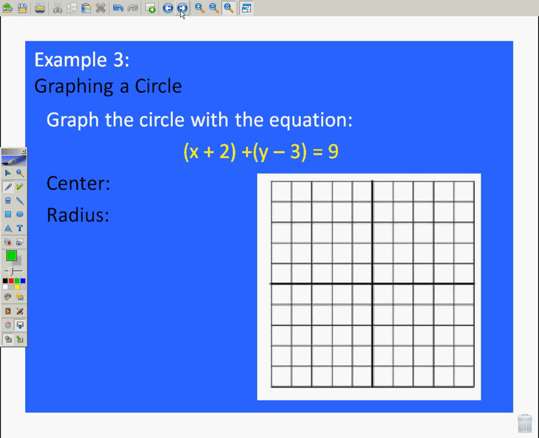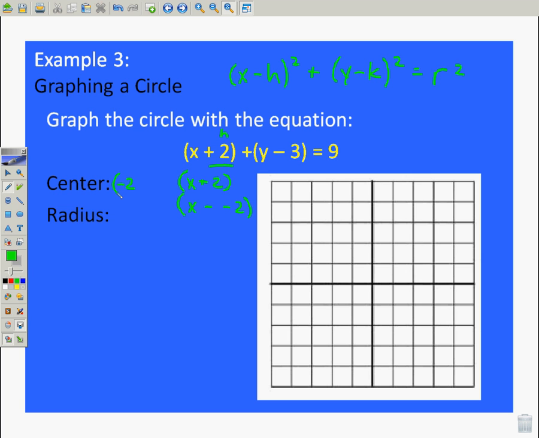Well, if I look at this, I know that the circle equation is x minus h squared plus y minus k squared is equal to r squared. So when I look at my equation, I'm subtracting h. So this is h. But x plus 2 is really x minus a minus 2. And so my center coordinate for my h is minus 2.